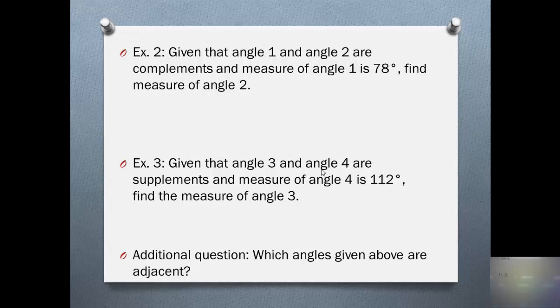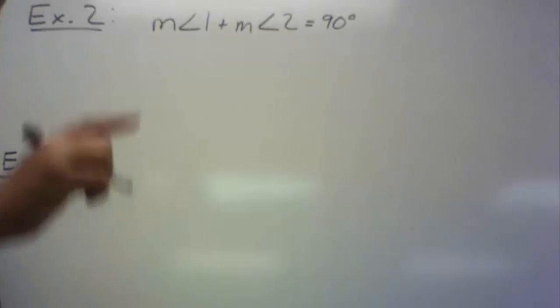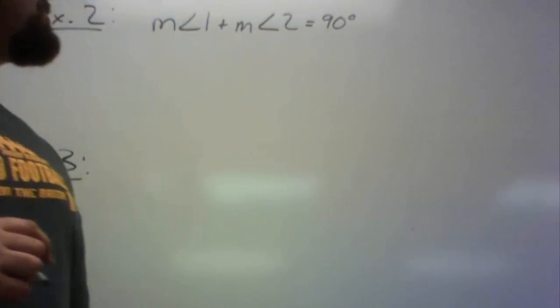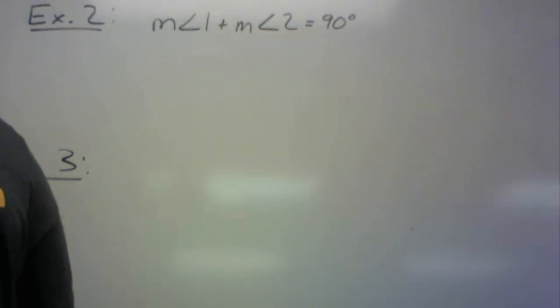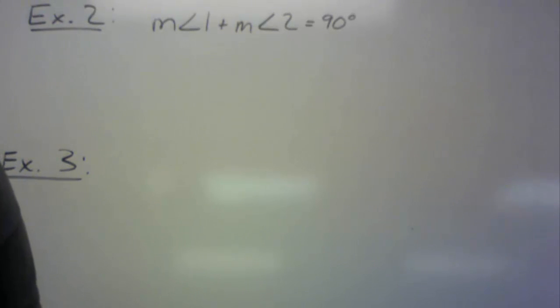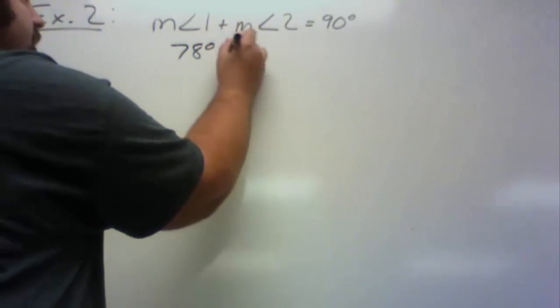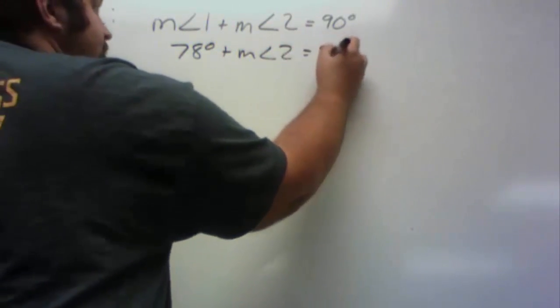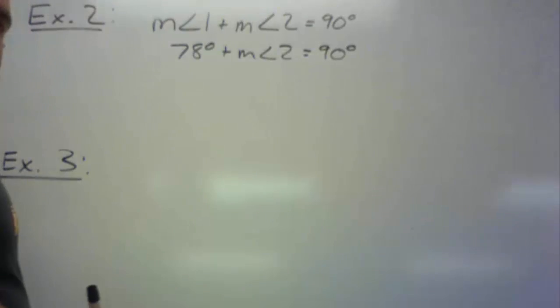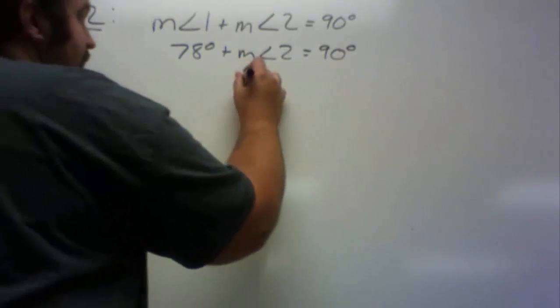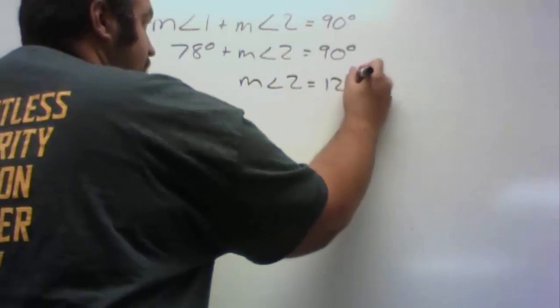When I see in example 2, given that angle 1 and angle 2 are complements, right away I know something I can write. With just that first phrase, I can write that measure of angle 1 plus measure of angle 2 is 90 degrees. Then I read the rest, and the measure of angle 1 is 78 degrees. Find the measure of angle 2. So I'm going to put in 78 degrees for measure of angle 1, and I'm just going to copy down the rest. At this point, it's just solve for measure of angle 2, so subtract 78 degrees from both sides, and I get my answer to be 12 degrees.